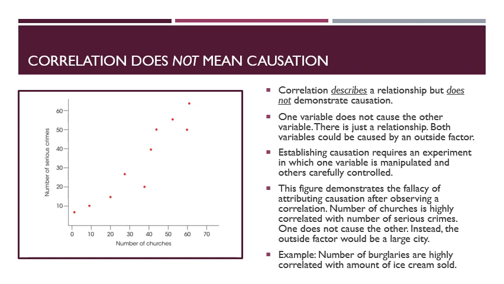Another example of that would be that the number of burglaries is highly correlated with the amount of ice cream sold. Well, the outside factor here would be the weather. In the summer, there are more burglaries and more ice cream sold because it's warmer outside. In the winter, fewer people are going to get out of their house when there's snow and ice on the ground, so there are fewer burglaries, therefore fewer ice cream sold. So burglaries and ice cream have a high correlation, but that doesn't mean either one caused the other.